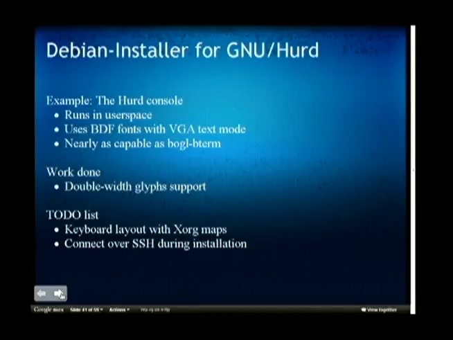So even though the installer on Hurd uses VGA text mode, it's pixel for pixel identical to the Linux installer and Bogl-bterm. So depending on which language you choose, the right glyphs will be loaded in memory and it's okay. So I've worked on that. I've added double width glyph support for Chinese and Japanese and Korean, I think.